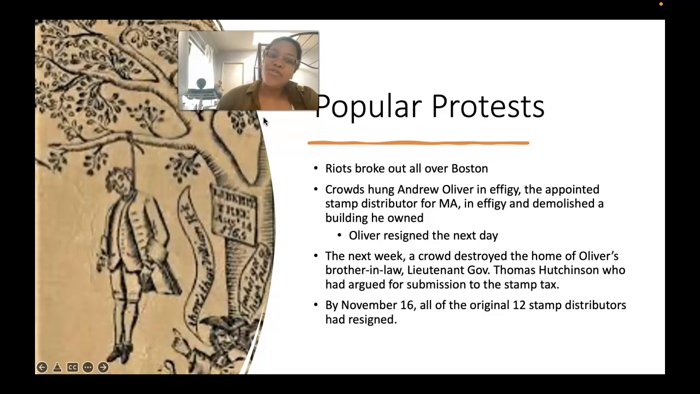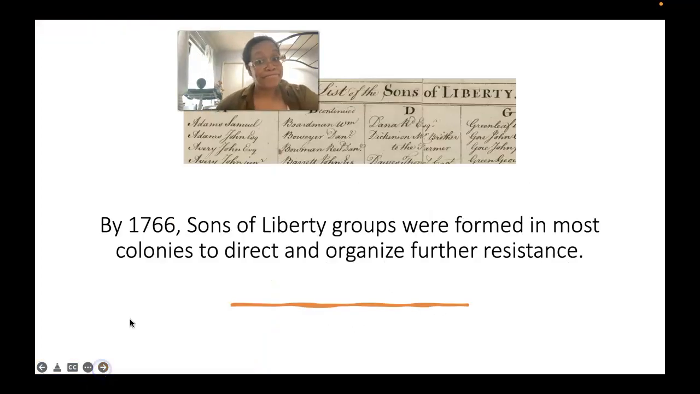The next week, a crowd destroyed the home of Oliver's brother-in-law, who was the lieutenant governor. His name was Thomas Hutchinson. And they destroyed his home because he had argued for the submission to the stamp tax. And by November 16th, all of the original 12 stamp distributors in the colonies had resigned.